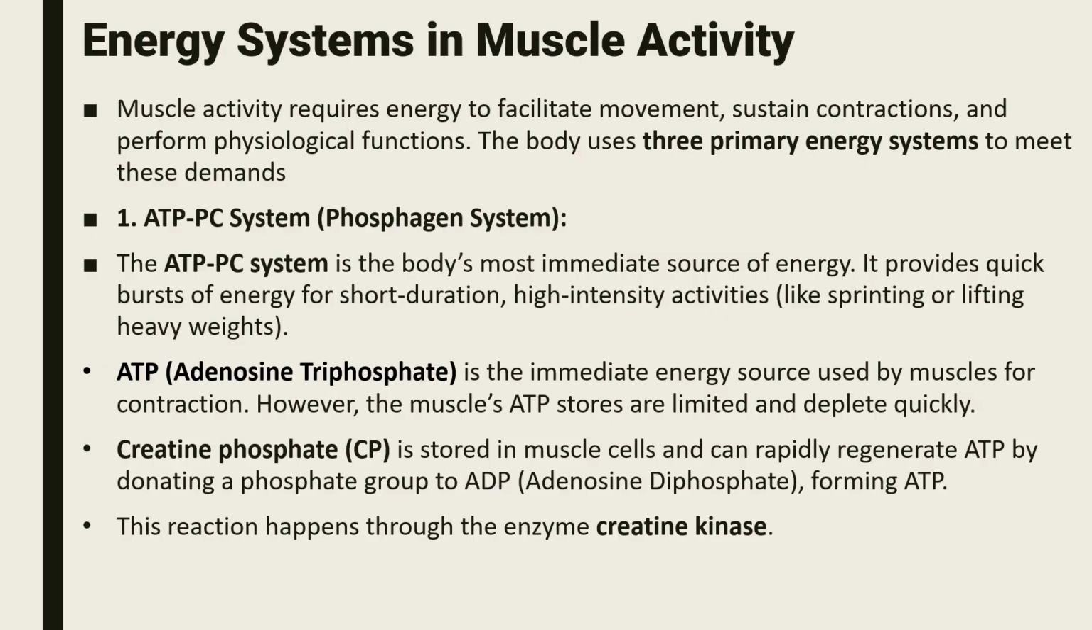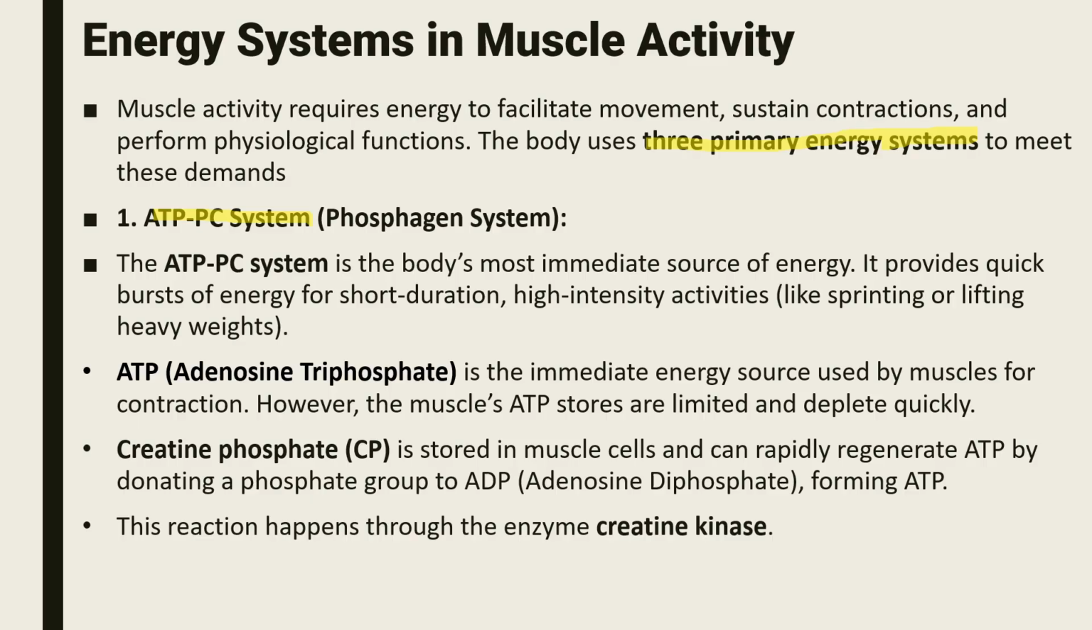Energy systems in muscle activity. Muscle activity requires energy to facilitate movement. It sustains contraction and performs physiological functions. The body uses three primary energy systems to meet these demands. Number one is the ATP-PC system.